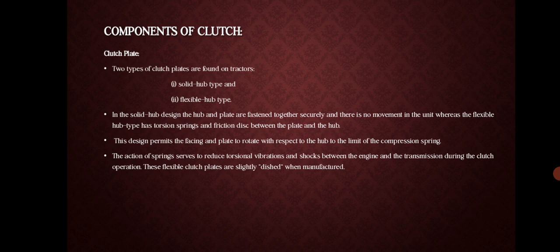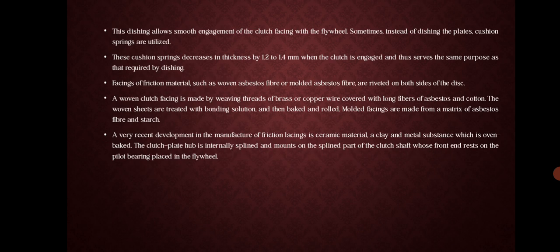This design permits the facing and the plate to rotate with respect to the hub to the limit of the compression spring. The action of springs serves to reduce torsional vibration and shocks between the engine and the transmission during the clutch operation. These flexible clutch plates are slightly dished when manufactured. This dishing allows smooth engagement of the clutch facing with the flywheel.